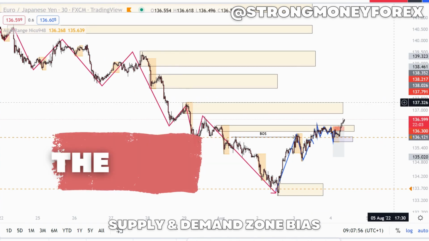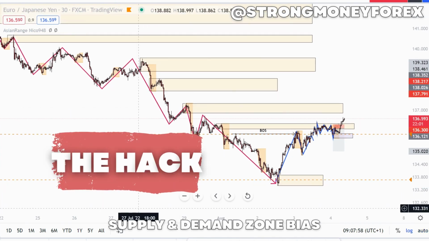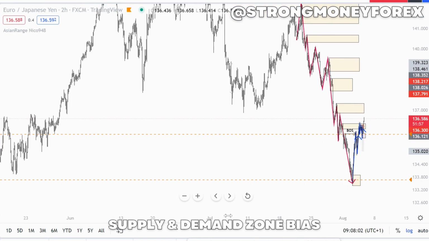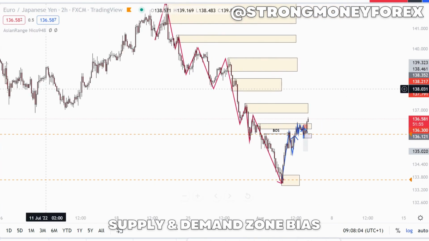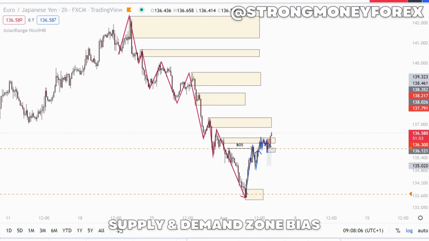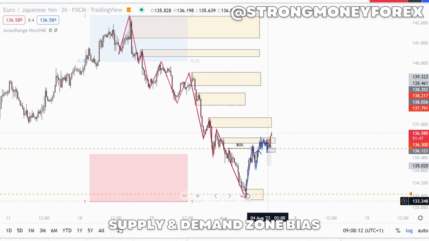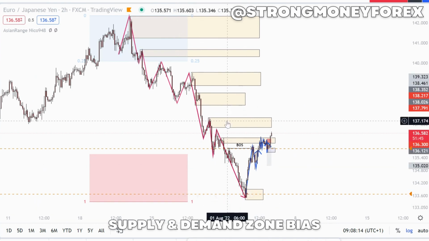We spoke about the range earlier and making sure that we're staying in the right range and staying in premium discount. This is a bit of a hack that I've learned. It's really, really simple. So the range you can clearly see is from premium here to discount here. So happy to look for buys anywhere here, happy to look for sells anywhere here.